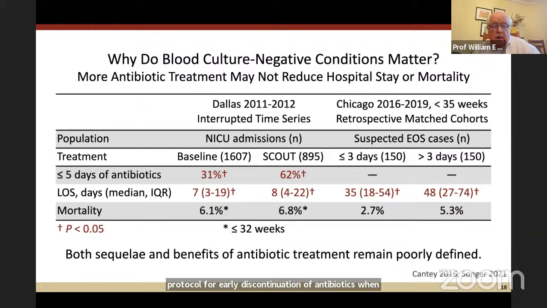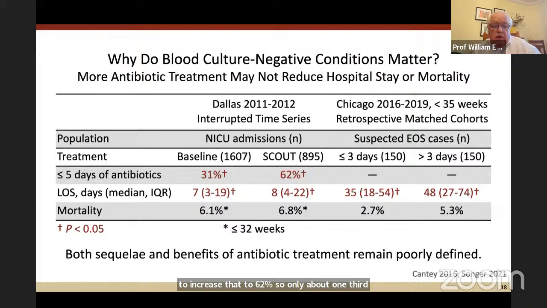And they found that by taking a more systematic approach, they could increase the number of babies who receive fewer than 5 days of antibiotics from only 31%, that is, two-thirds of their babies got more than 5 days of antibiotics, to 62%. So only about one third of the babies got longer courses.